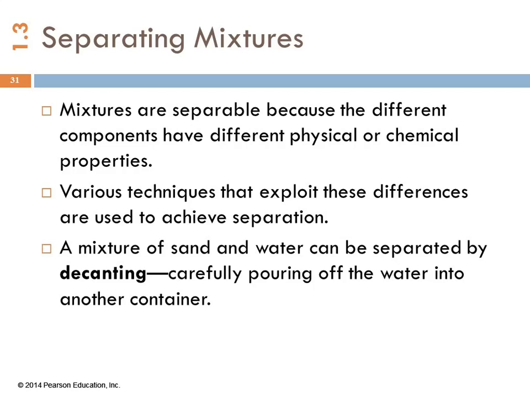Mixtures can be separated. The components of a mixture, because they are different, are going to have different physical or chemical properties. And there are many different techniques used to separate mixtures. One method is called decanting, which means to carefully pour the top layer off. So if you have a mixture of sand and water, and you wait for all the sand and stuff to settle to the bottom, you can separate them pretty well by pouring very carefully the water off of the top. We can do that because the sand is a solid and the water is a liquid.